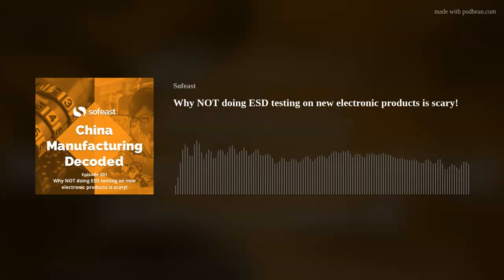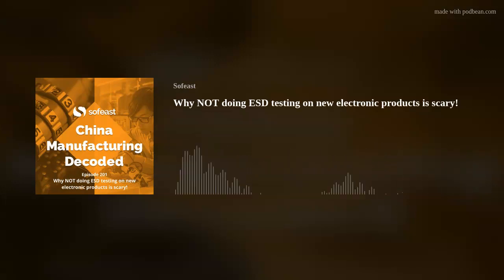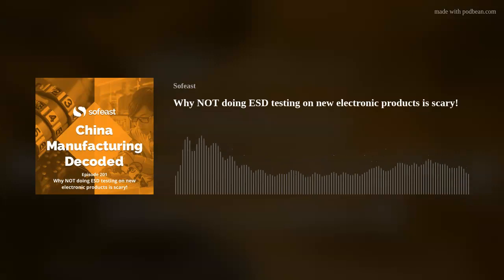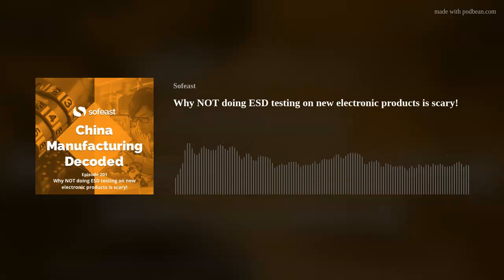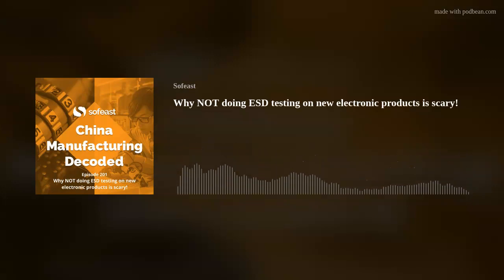Some of the advantages of the human body model is that it represents a real world scenario of human beings touching these electronic products. This type of testing is widely accepted in the electronics industry worldwide, pretty much, and it's relatively straightforward and cheap to execute. So this is one of the tests that I would definitely recommend at the minimum, especially for consumer electronics. Okay, I like the sound of that. It's effective but cheap. Nothing better.